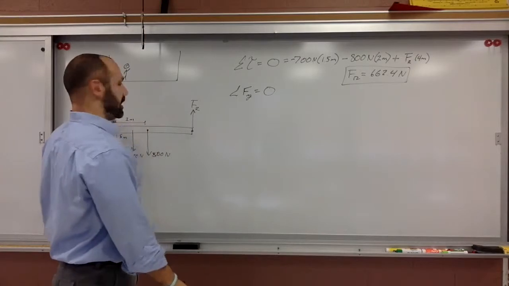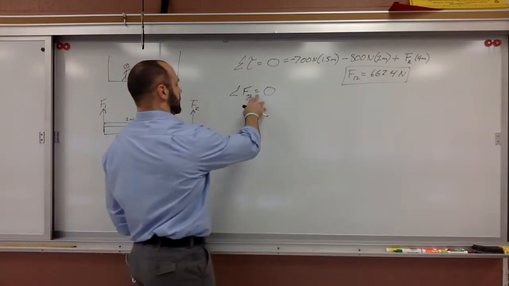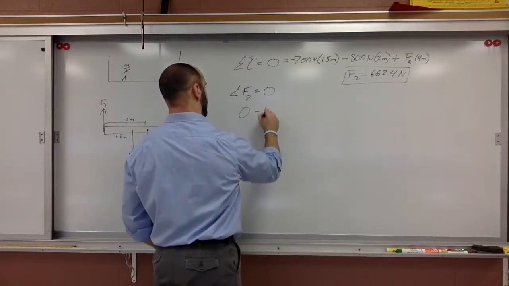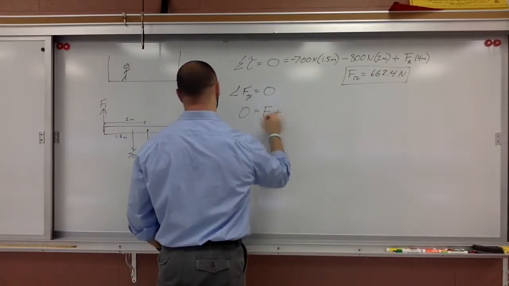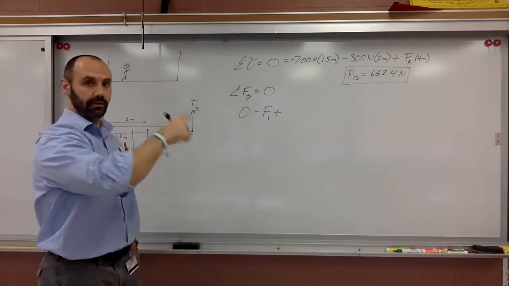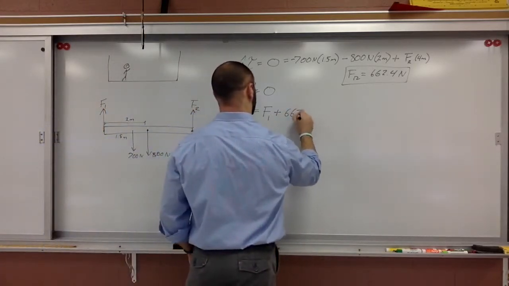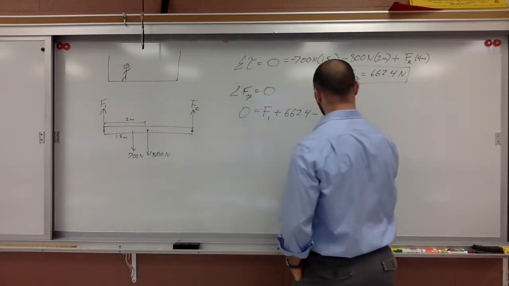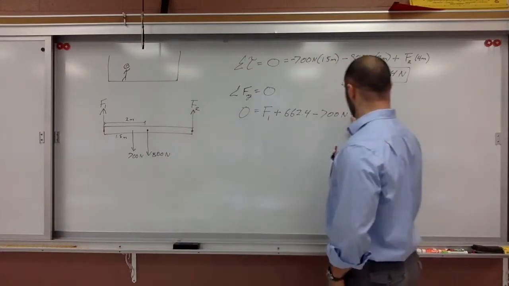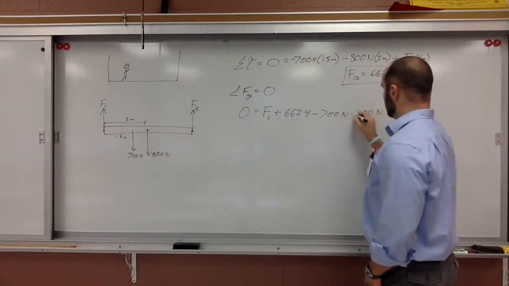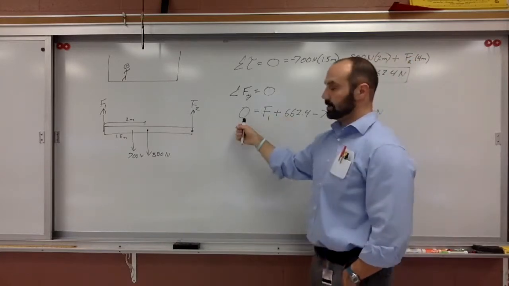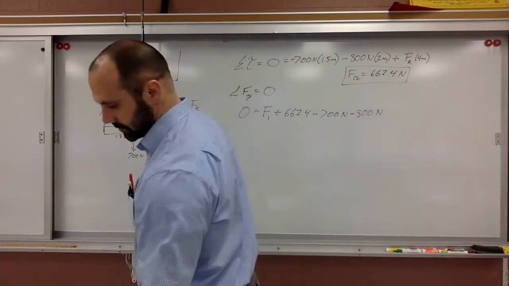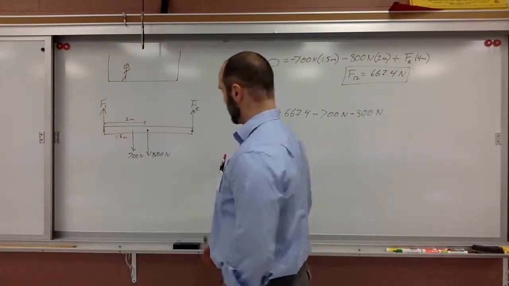Now I need to find Fl, the left force. The vertical forces all add up to 0. What are all these vertical forces? I have Fl, and Fr is the other vertical force upwards, 662.4, minus 700 newtons going down, minus 800 newtons going down. All of these put together give you 0, and that vertical force is 0. So that ends up being 837.5.